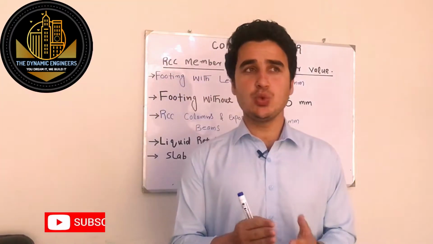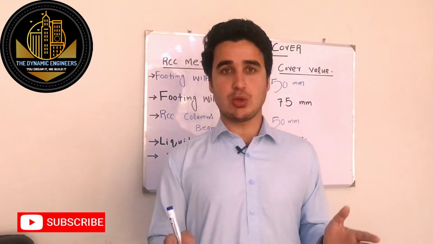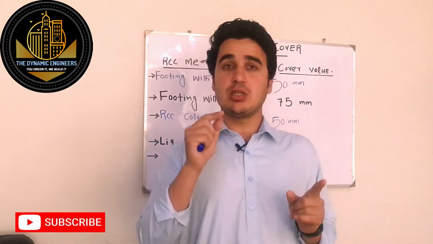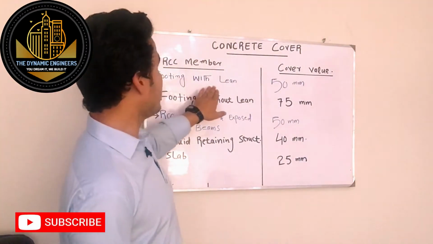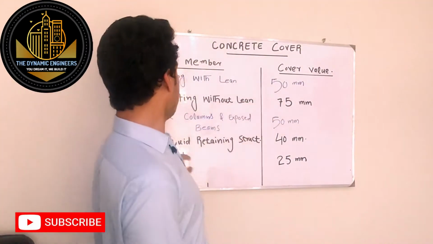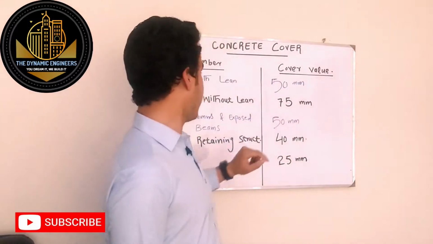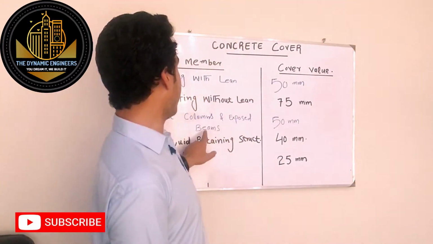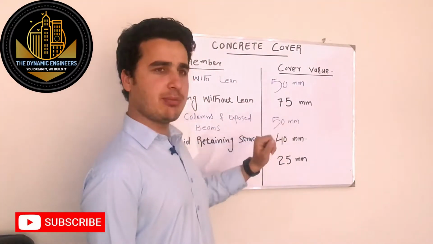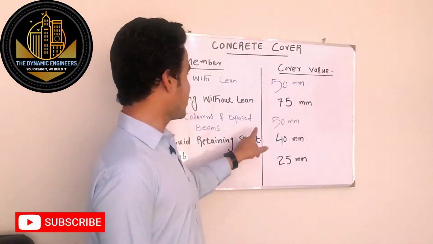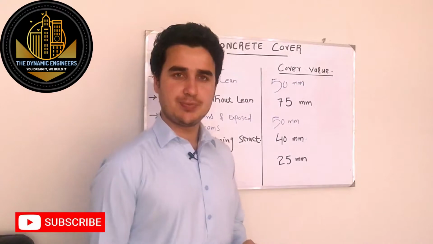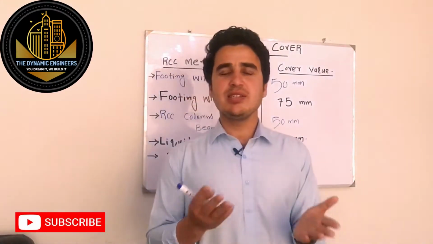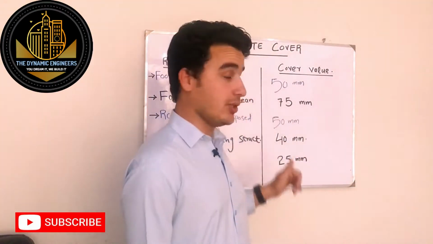As we all know, we use different values of concrete cover depending upon the RCC member type. Here you can see that for footing with lean we use 50 mm, footing without lean 75 mm, RCC column and exposed beam 50 mm, liquid retaining structures 40 mm, and slab 25 mm. So what is the reason for all these different values?